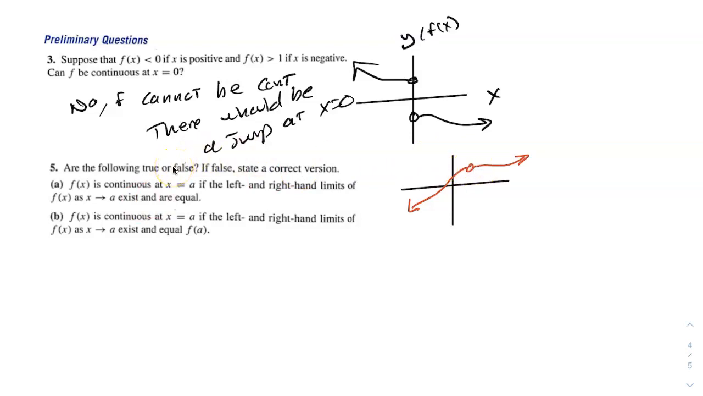So to fix this, you also have to say that f of a equals the limit as x approaches a of f. It also has to have the value to make it an actual continuous function. So this was wrong, and here's how to fix it. F of x is continuous at x equals a if the left and right hand limits of f of x as x approaches a exist and are equal to f of a. Yeah, that's the fixed version. It's kind of anticlimactic. Anyway, that's it.